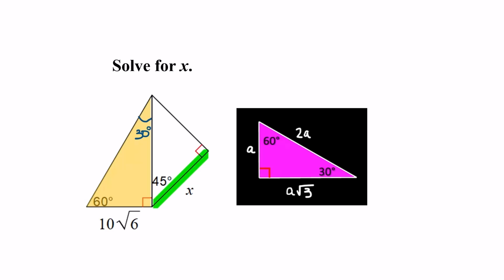Looking at the pattern for how 30, 60, 90 triangles work, we know that the short side is going to be across from the 30-degree angle. So that's A, and that is the 10 square root 6. The hypotenuse is 2A, and then the other leg is A times the square root of 3. That is true for all 30, 60, 90 triangles.